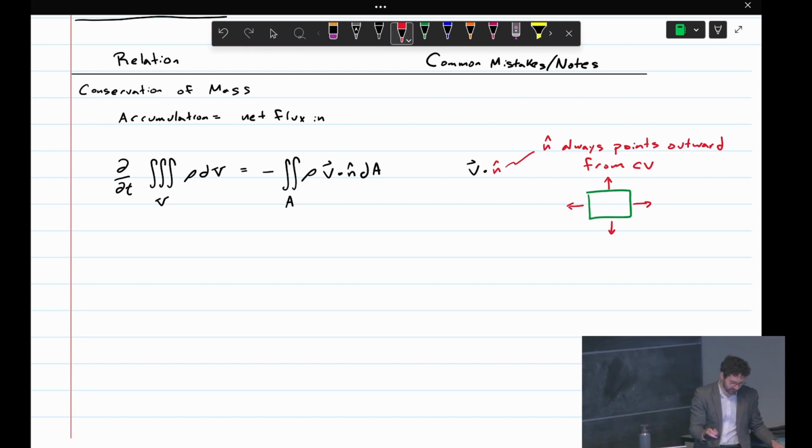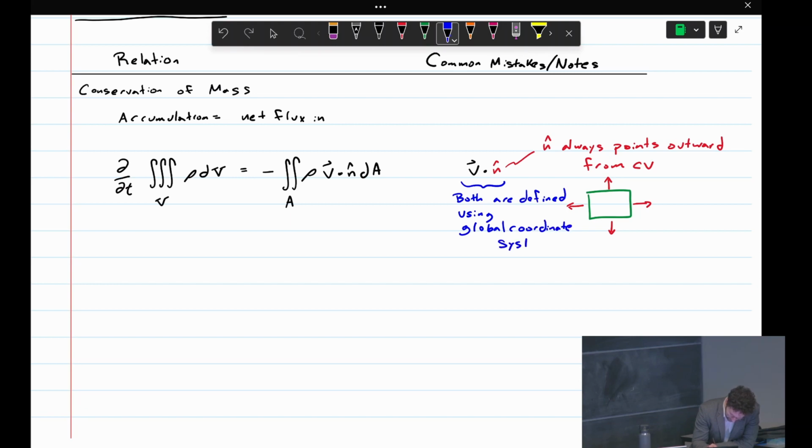Similarly for the y's. So that dot product actually tells us the projection of the velocity vector onto this normal vector. And both of these vectors are defined using the global coordinate system. So really the sign of that just tells us the relative direction of the velocity compared to the local normal vector.